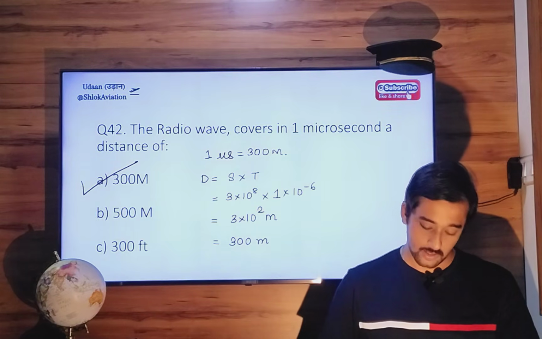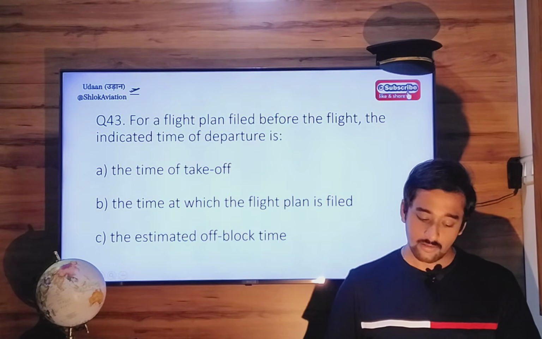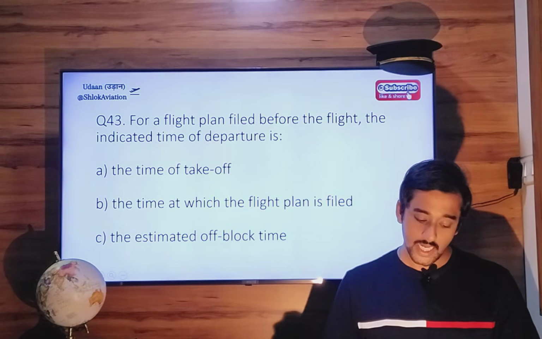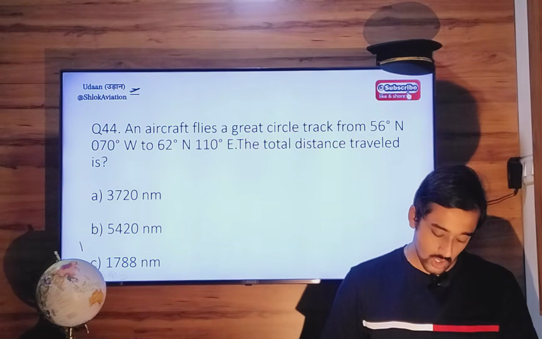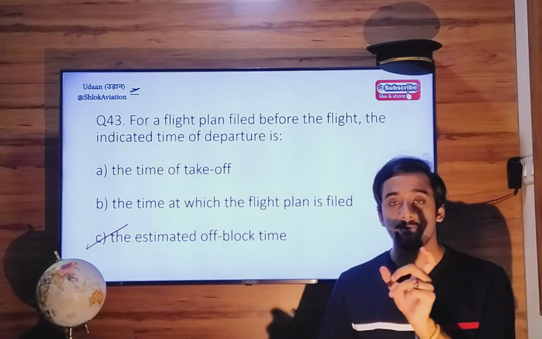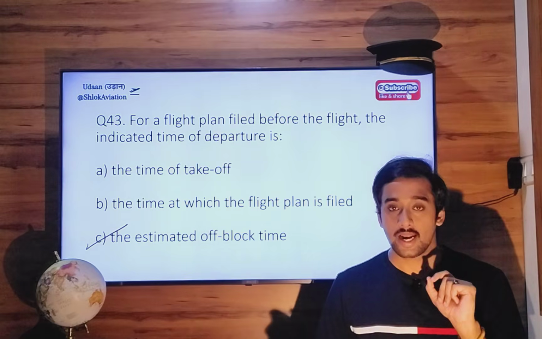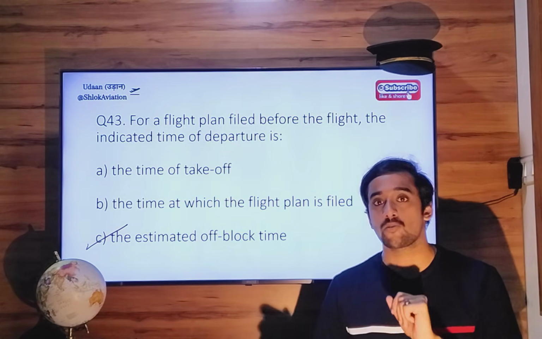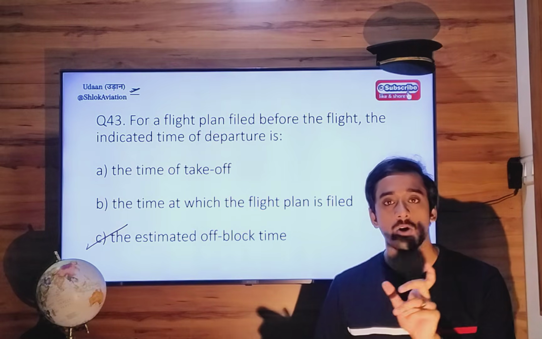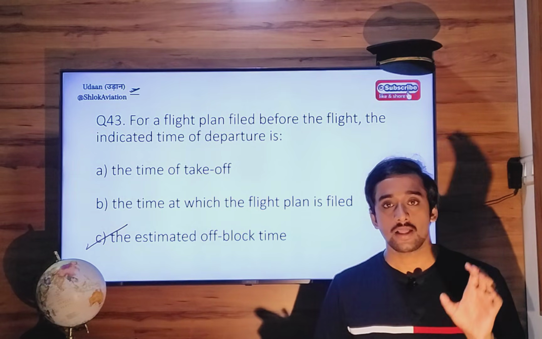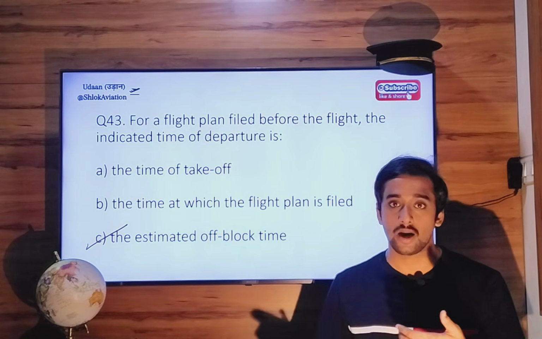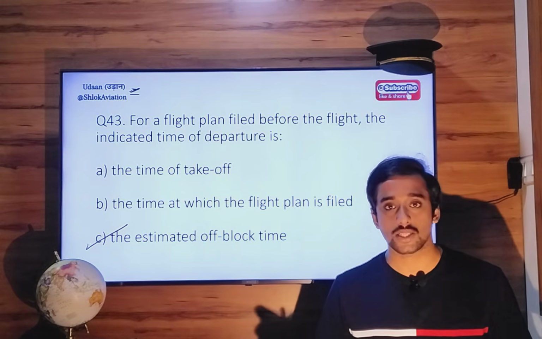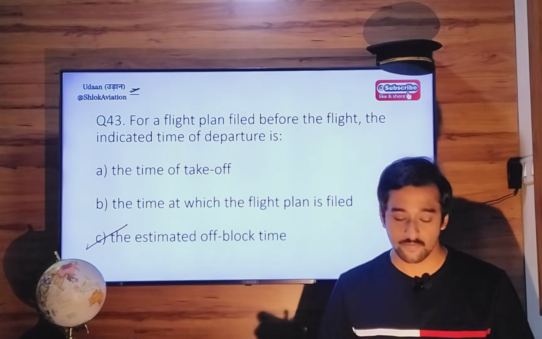Okay, simple. For a flight plan filed before the flight, the indicated time of departure is the time of takeoff, the time at which the flight plan is filed, the estimated off block time. So correct answer is option Charlie. The time that you write in your flight plan, that departure time is nothing but estimated off block time. It's not the accurate time. What is estimated off block time? The time you expect to leave the parking gate, parking area, and start your taxi towards the runway. That is your estimated off block time.